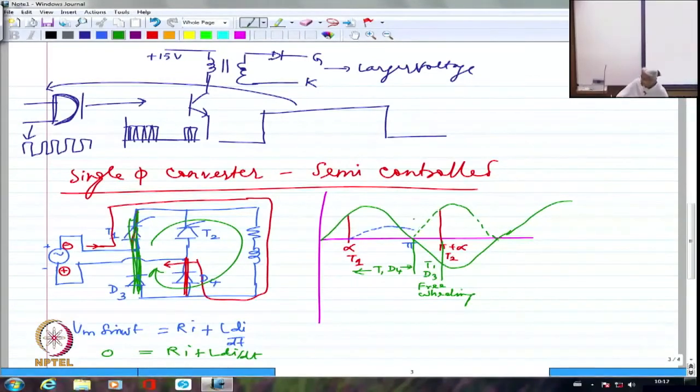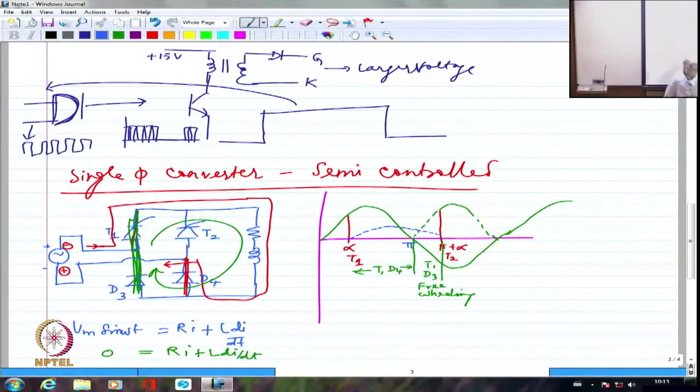It is pretty rare to see discontinuous conduction in semi-controlled converters. You will see it very rarely unless I make my alpha very large. If alpha is very large, the conduction itself starts very late, so there will not be much stored energy and so on. But for smaller alpha, you will hardly ever see discontinuous conduction with RL load.